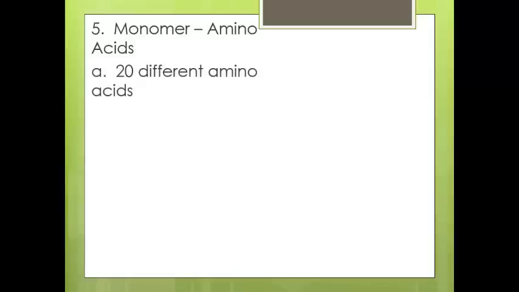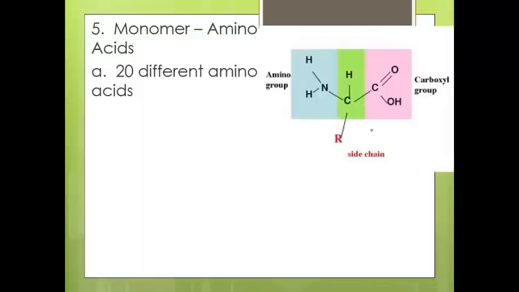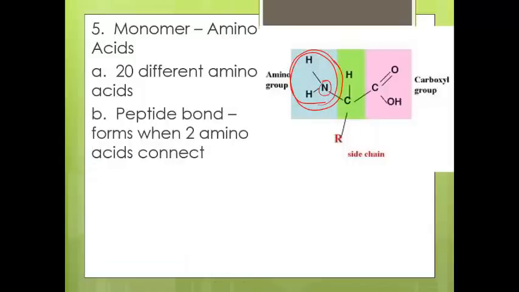There are 20 different amino acids, and what makes all the amino acids similar is that they have this amino group. That's where the nitrogen comes in. The nitrogen's bonded to some hydrogens. And they also have these other pieces, but every single one of them has this amino group, and that's what gives them the name amino acids.